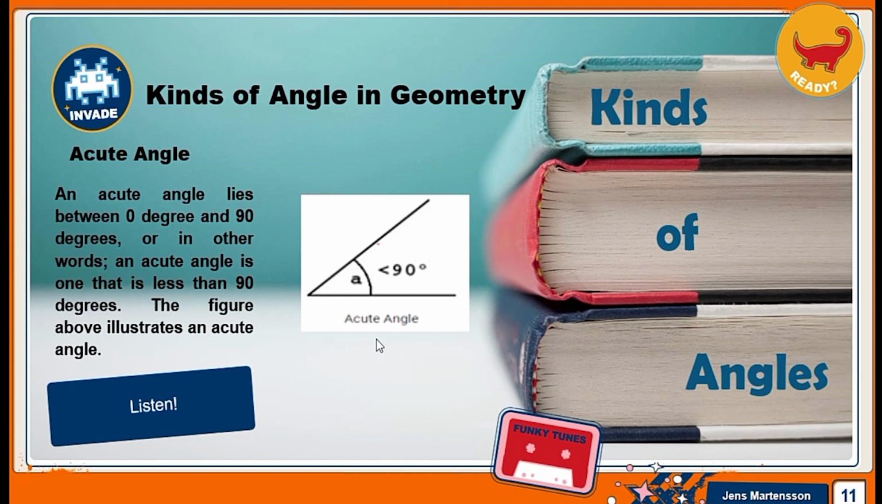But if the measure is 0 degrees, that is not an acute angle. That is called zero angle. It is less than 90 degrees but not equal to 0 degrees. Okay? An acute angle is less than 90 degrees but not equal to 0 degrees.